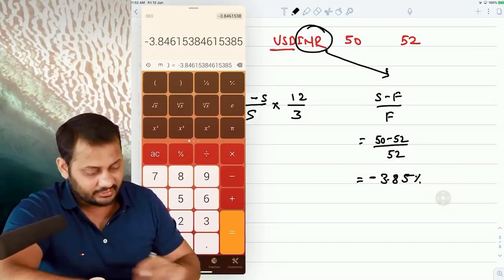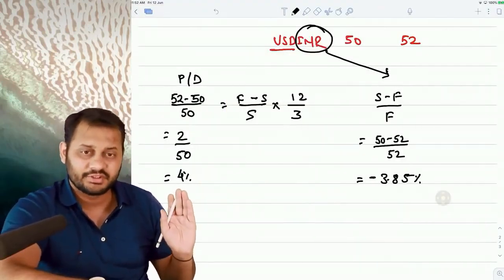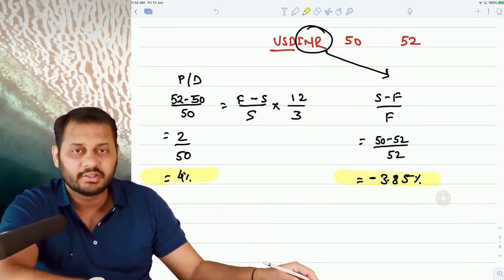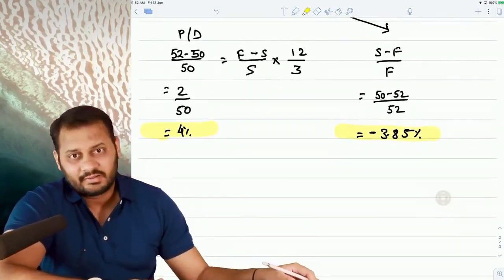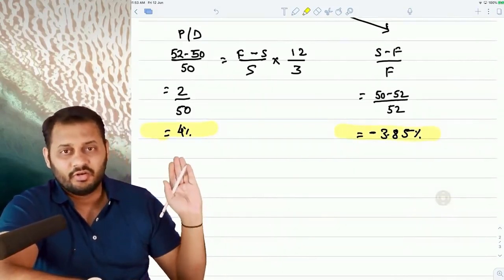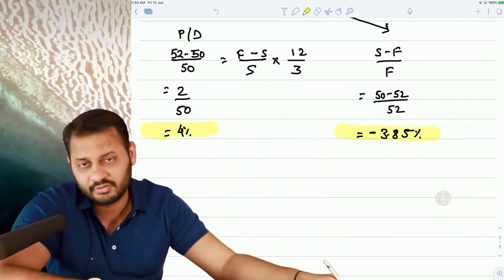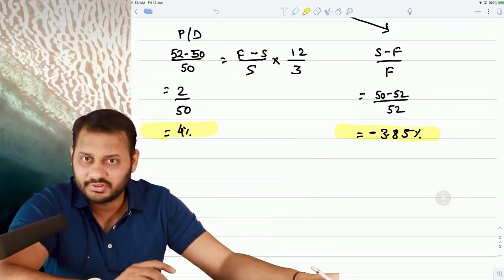So I can say that in the same quotation, the dollar was appreciating by 4% and INR is depreciating by 3.85%. So one thing is clear, appreciation in dollar doesn't mean the same figure will be there in depreciation in rupees. So appreciation in dollar is not equal to depreciation in rupees.